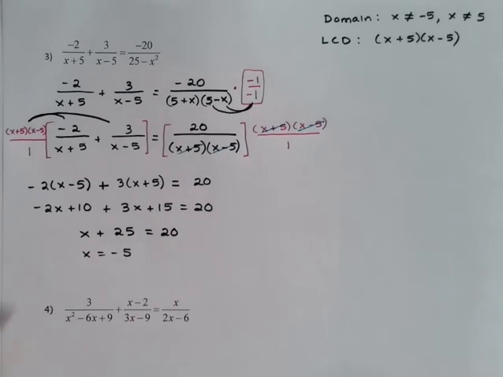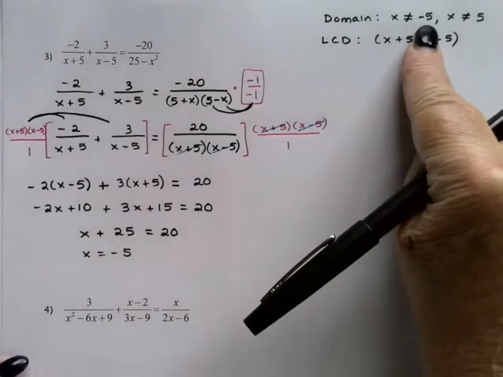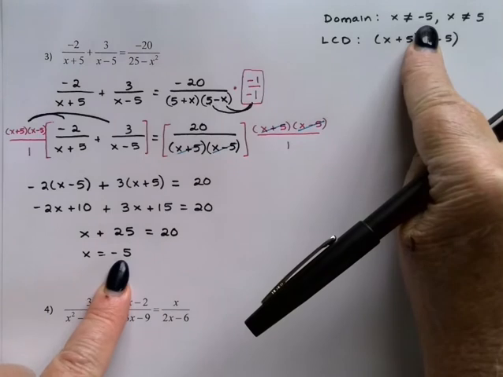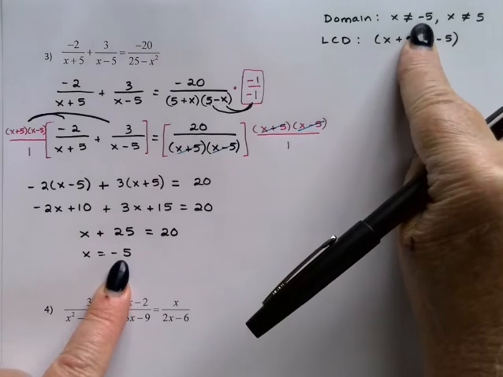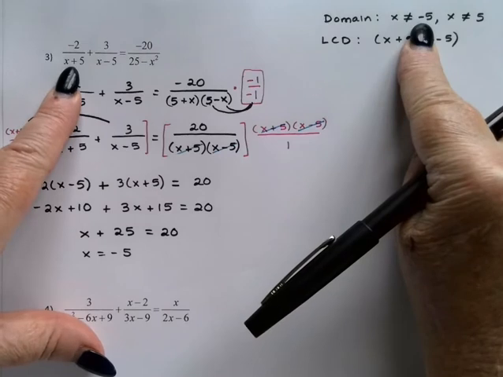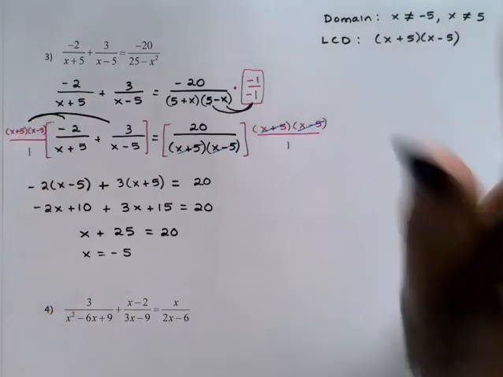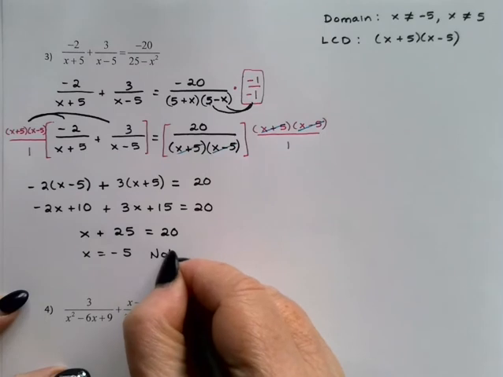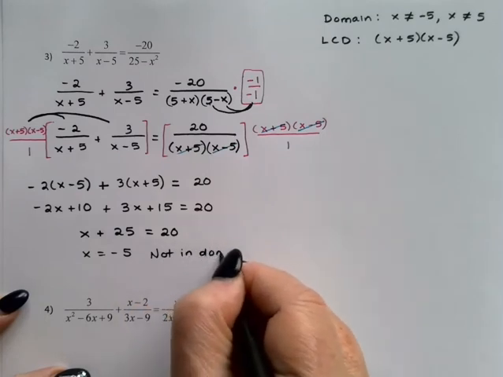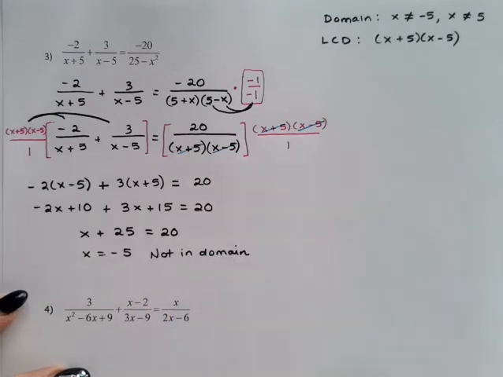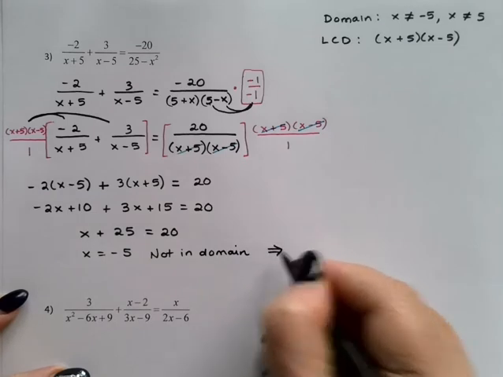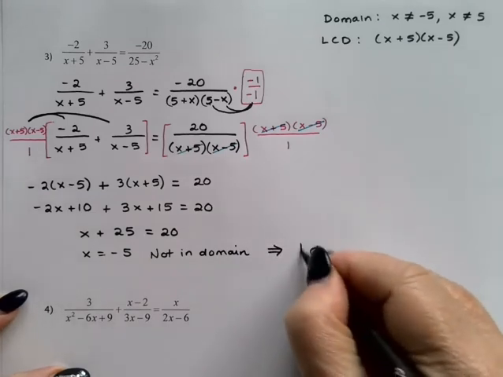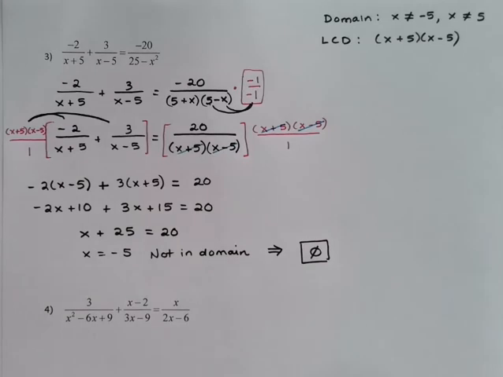Now here's the whole reason that we like to list this domain. Even though I got -5 as an answer, x can't be -5. That was not in the domain because it made 0 in the denominator. Since that was the only possible solution, but I can't use it, that means there is no solution to this problem.